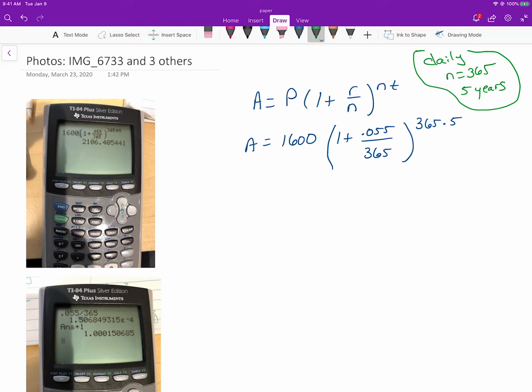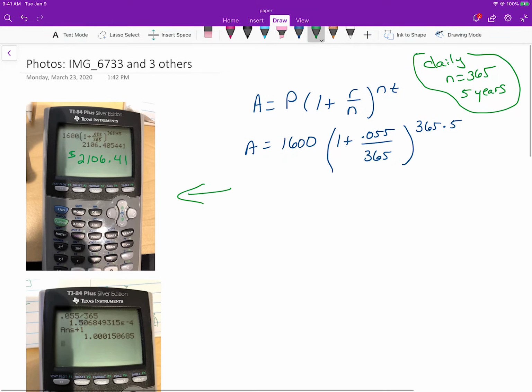for those numbers. So the first way I did it here on this picture, I basically took your equation and I just entered it exactly as it looks like this. And then it came out to be $2,106.41, because then they're always rounding to 2 decimal places since it's money.